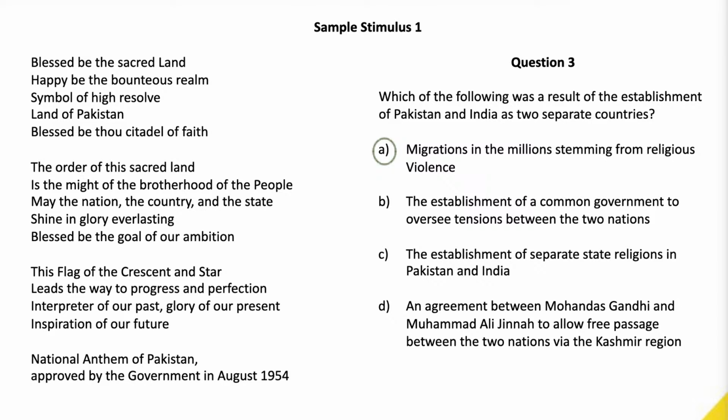If you are looking at process of elimination, there is no government, so it would not be the establishment of the government. It would not be the establishment of separate state religions in both places. Actually, there are more Muslims in India than there are in Pakistan. And there wasn't an agreement. There was no pact between Mohandas Gandhi and Muhammad Ali Jinnah.